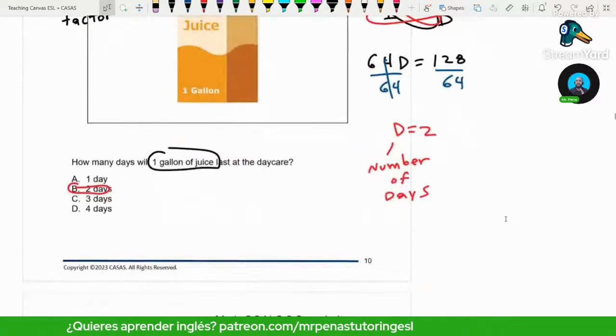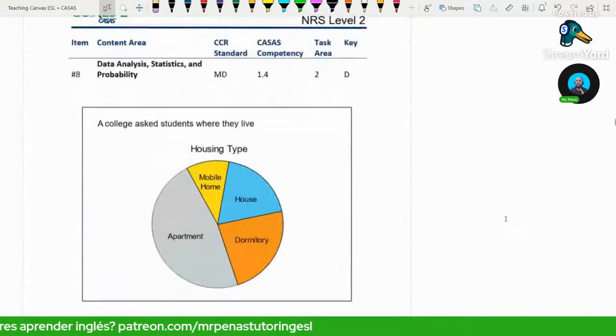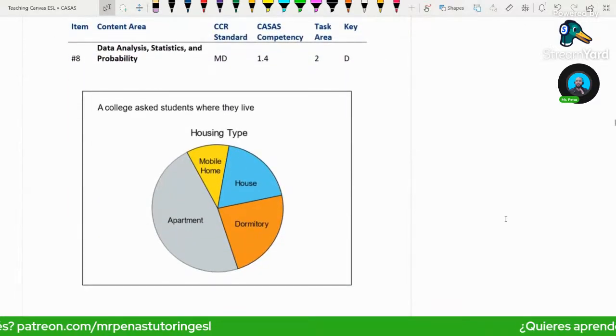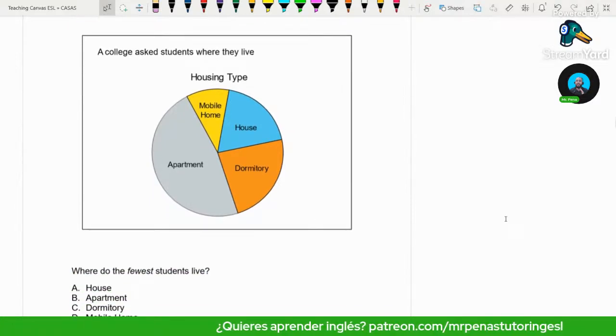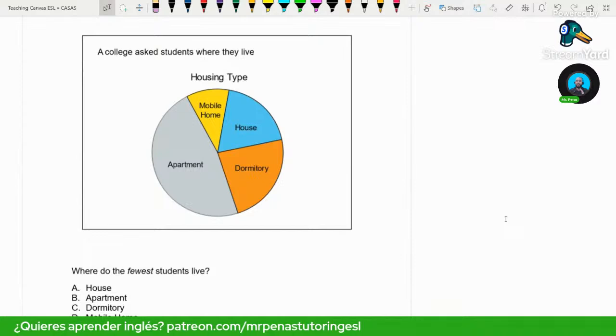Moving on now. Data analysis, statistics, and probability. All right. Data analysis, statistics, and probability.